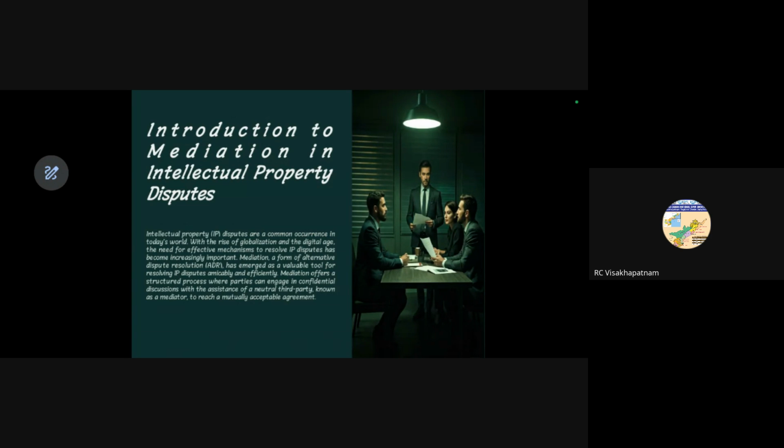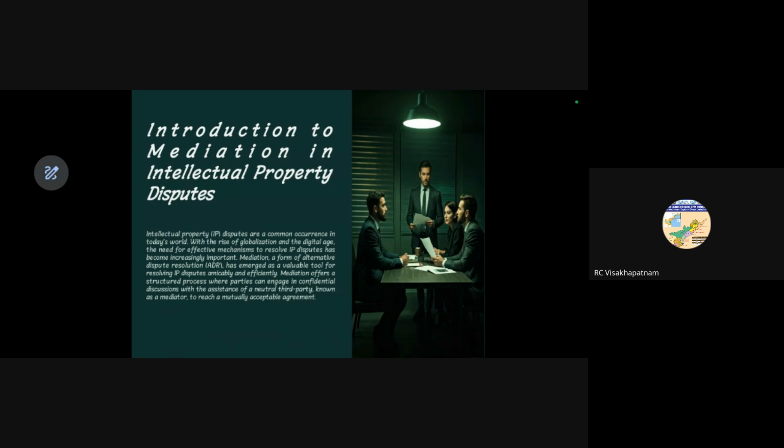So, introduction to mediation in intellectual property rights. I also told you what comes under mediation. The benefits of mediation over litigation are the same as the benefits of ADR: cost effectiveness, confidentiality, flexibility, and control. The mediation process and stages: what are the stages involved in mediation? Pre-mediation, mediation session, agreement and documentation.